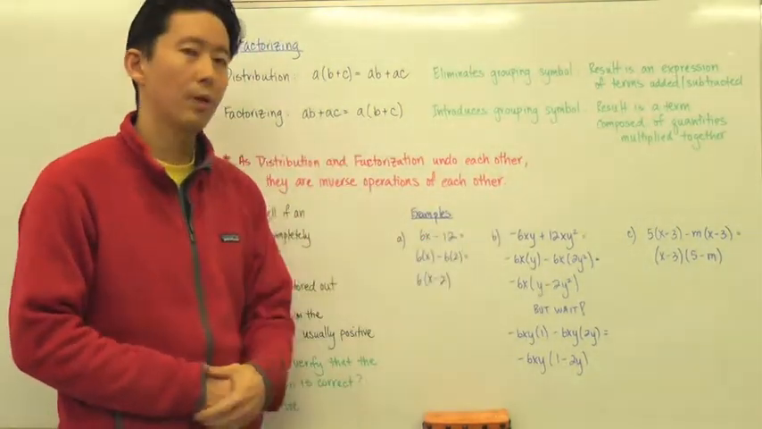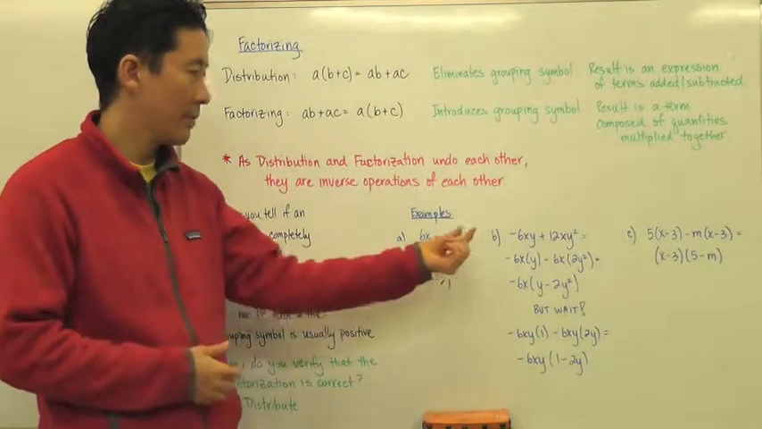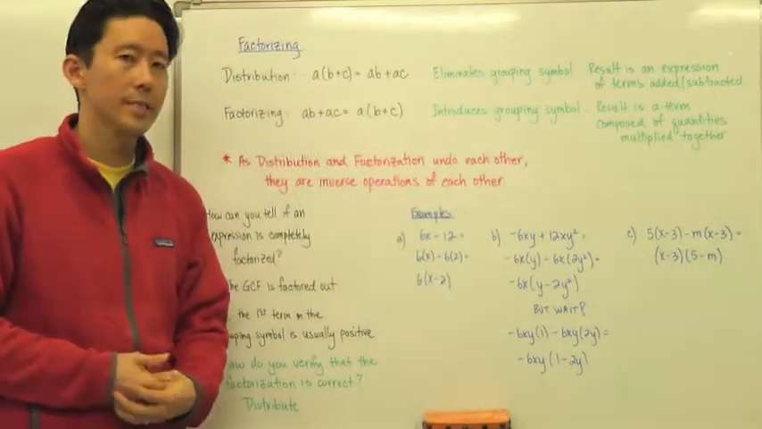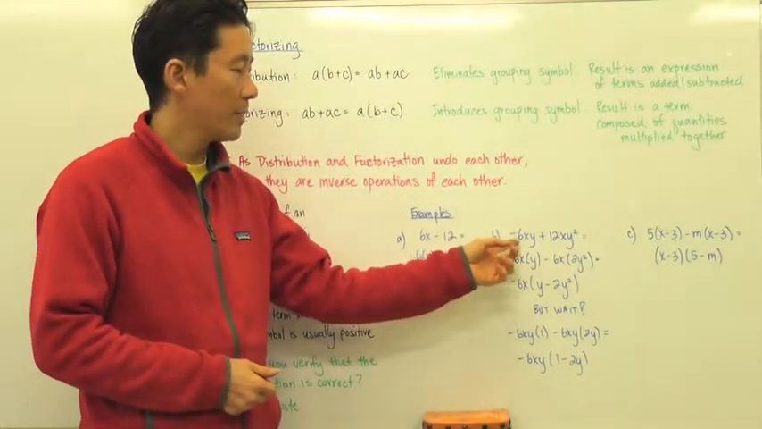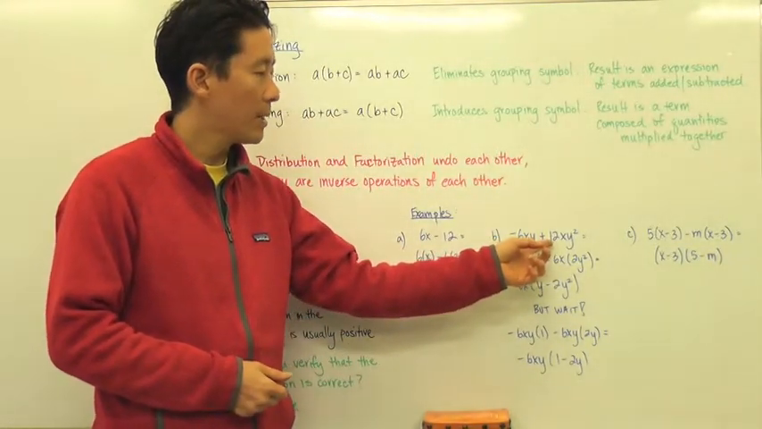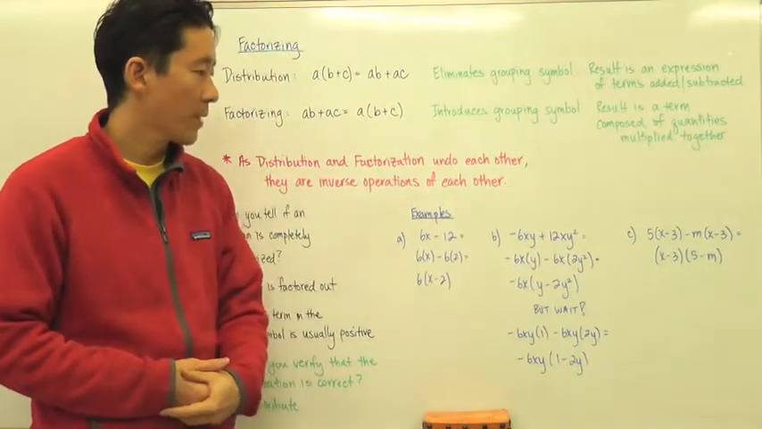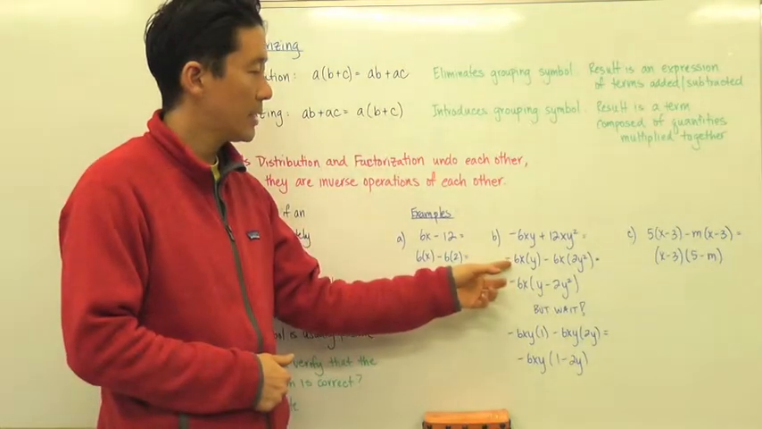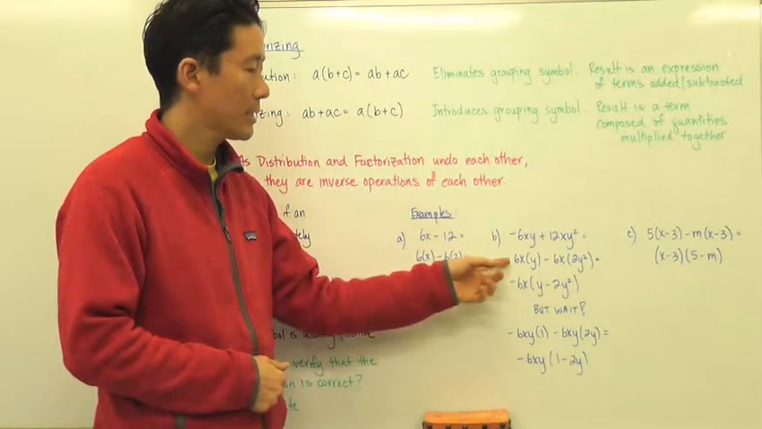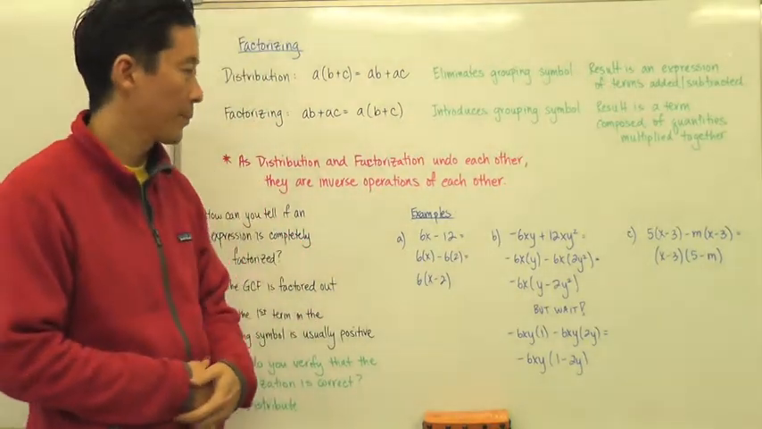This one is a little bit more complex just because of the complexity of each one of the terms, but the process is still exactly the same. What is the greatest common factor of negative 6xy and positive 12xy squared? On first thought, you might think, well, I can go ahead and take out a minus 6. I can factor out a minus 6x because that would probably be the greatest common factor.